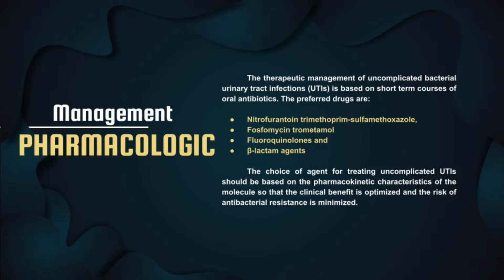For the therapeutic management of uncomplicated bacterial urinary tract infections, this is based on short-term courses of oral antibiotics. So the preferred drugs are the following: nitrofurantoin, trimethoprim-sulfamethoxazole, fosfomycin trometamol, fluoroquinolones, and beta-lactam agents. The choice of agent for treating uncomplicated UTIs should be based on the pharmacokinetic characteristics of the molecule so that the clinical benefit of these drugs is optimized and the risk of antibacterial resistance is also minimized.